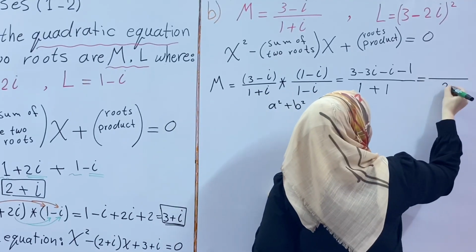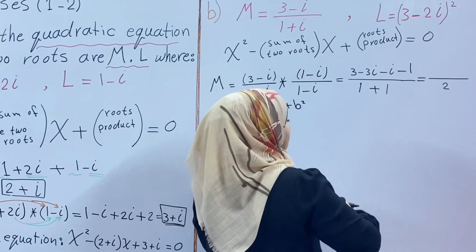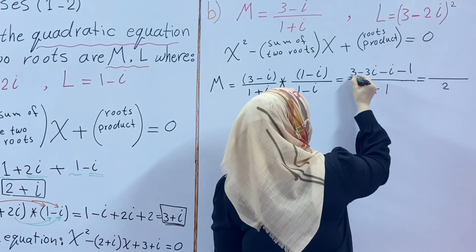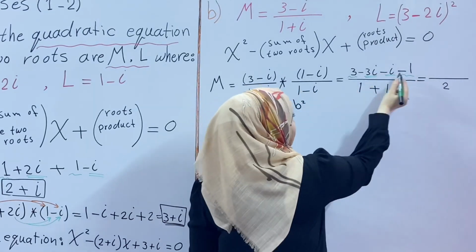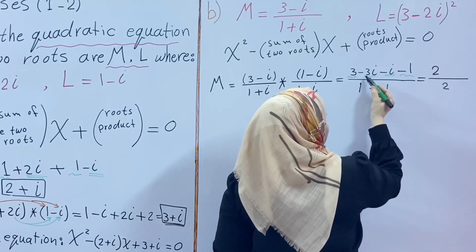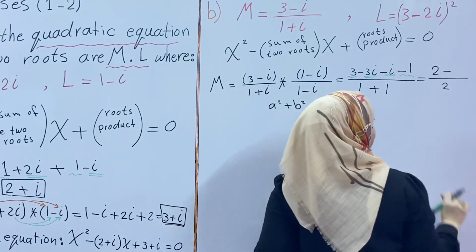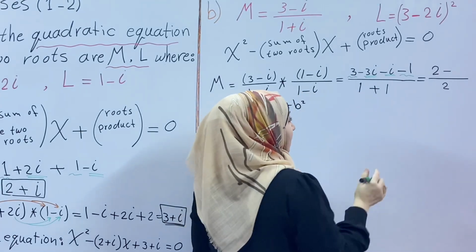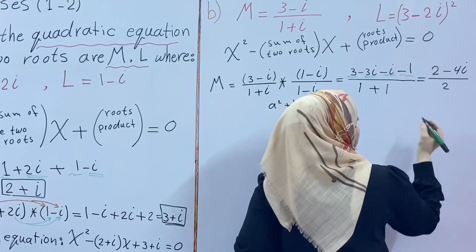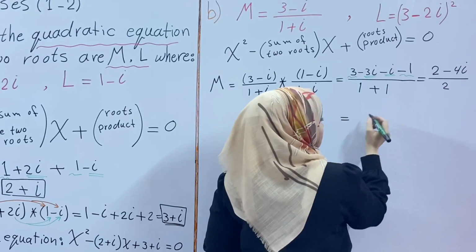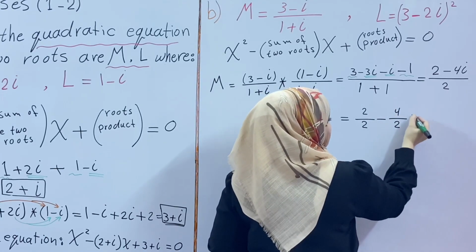In the denominator, 1 plus 1 equals 2. 3 minus 1, we take the real part with the real part and the imaginary part with the imaginary part. So 3 minus 1, 2. Negative 3i minus I, the signs are the same, so we put the same sign and we add the coefficients. 3 plus 1, 4i. So we can simplify it. It's equal to 2 over 2 minus 4 over 2i.